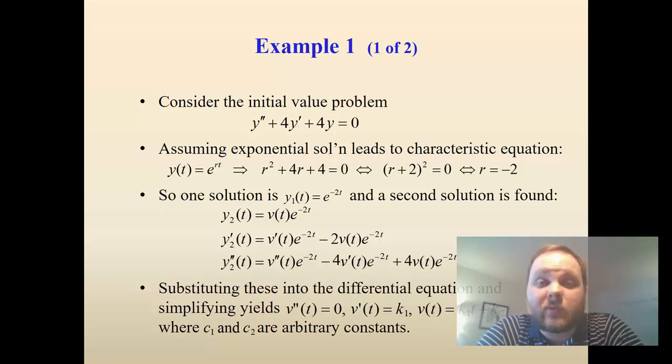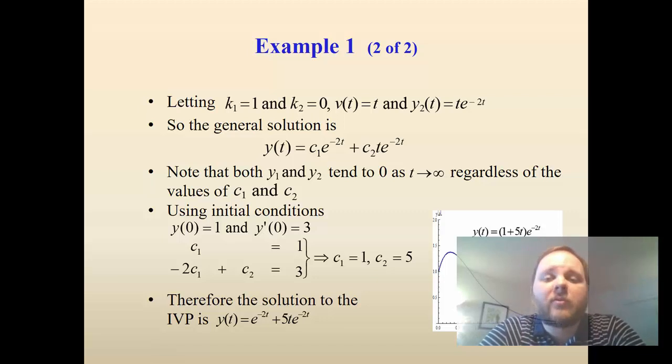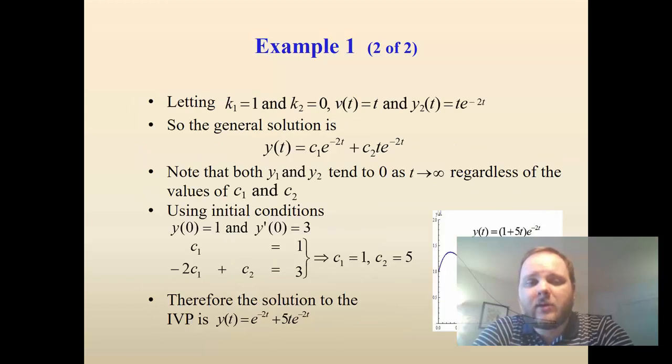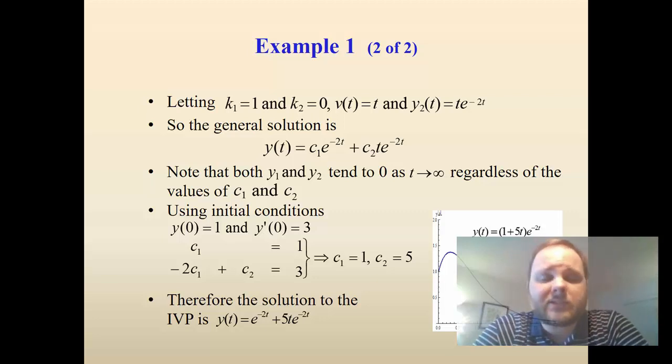Notice v of t is once again the linear function. So that means my solution form for this is going to be y1, which is e to the negative 2t, and y2, which is t e to the negative 2t. If we notice that in both of these cases, we're going to get solutions that are going to go to 0. Because if you use L'Hopital's rule, both terms have dominating exponential functions which have a negative root. And it's going to decay regardless of what C1 and C2 might be.